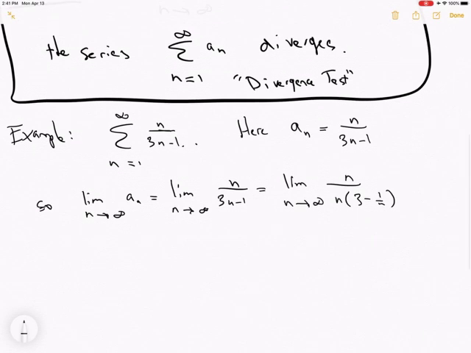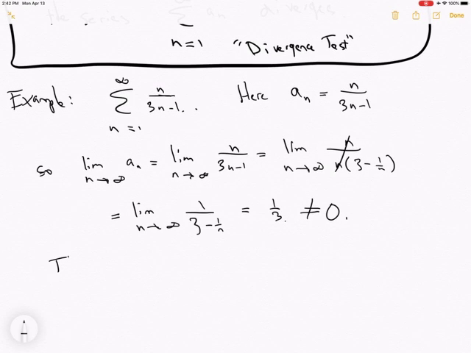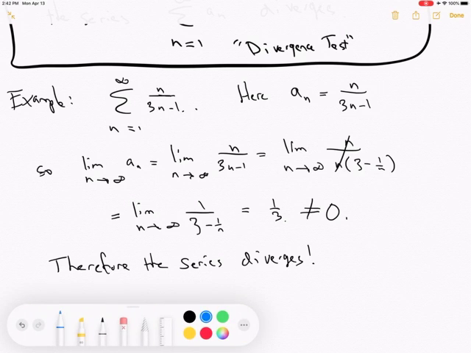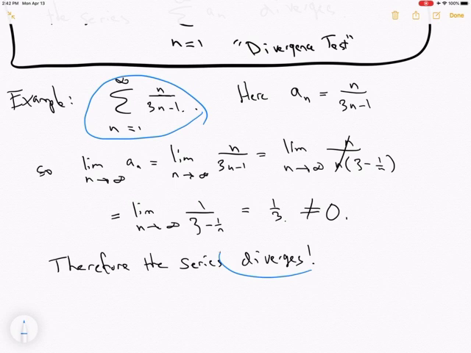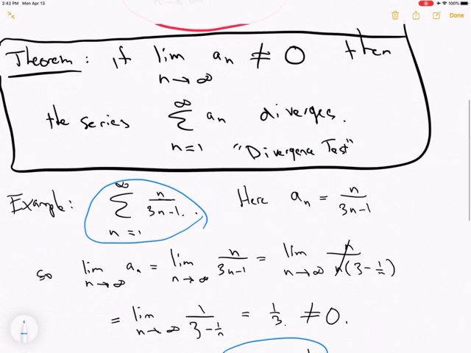Properties of limits are very well behaved. We can cancel that out. So this is the same thing as the limit as n goes to infinity of 1 over 3 minus 1 over n. Of course, as n goes to infinity, 1 over n becomes 0. So this becomes 1/3, which is not 0, and therefore the series diverges. So this series has to diverge. This is an example of the divergence test.